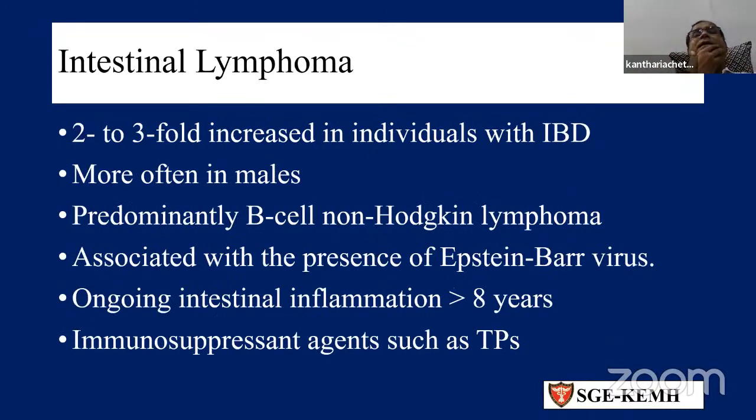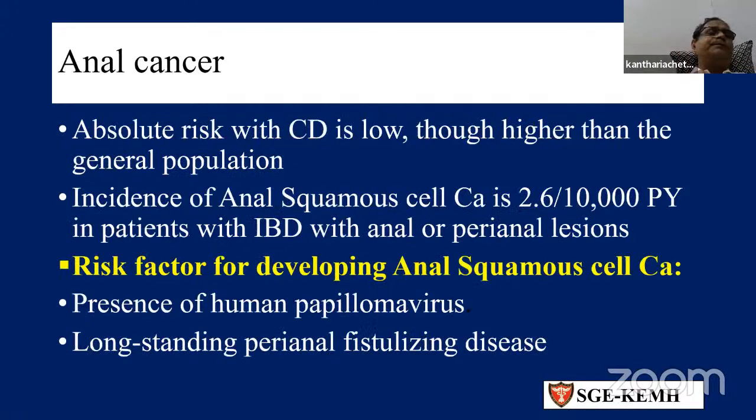Now coming to intestinal lymphoma. Intestinal lymphoma occurs around 2 to 3 times more in individuals with inflammatory bowel disease. It is seen more often in males, and it is predominantly B-cell non-Hodgkin lymphoma or lymphoma associated with Epstein-Barr virus. It occurs in patients where there is ongoing intestinal inflammation for more than 8 years, and more so in patients who have been receiving treatment in the form of thiopurines, a common immunosuppressant agent which is used.